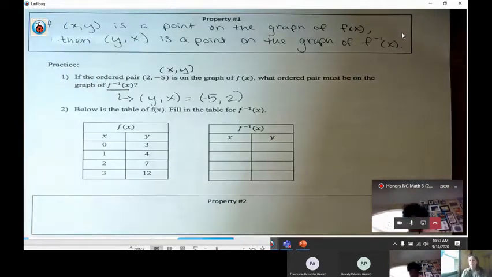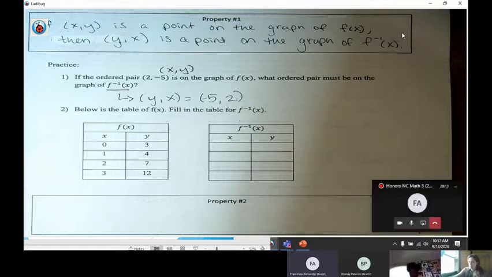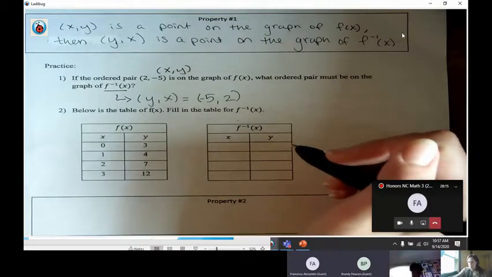All right, and then it says below is the graph of f. Fill in the graph for f inverse. So we're just going to flip-flop all these points. Can I have a volunteer to just do the whole table for me? Oh, okay. Go for it, Francesca.